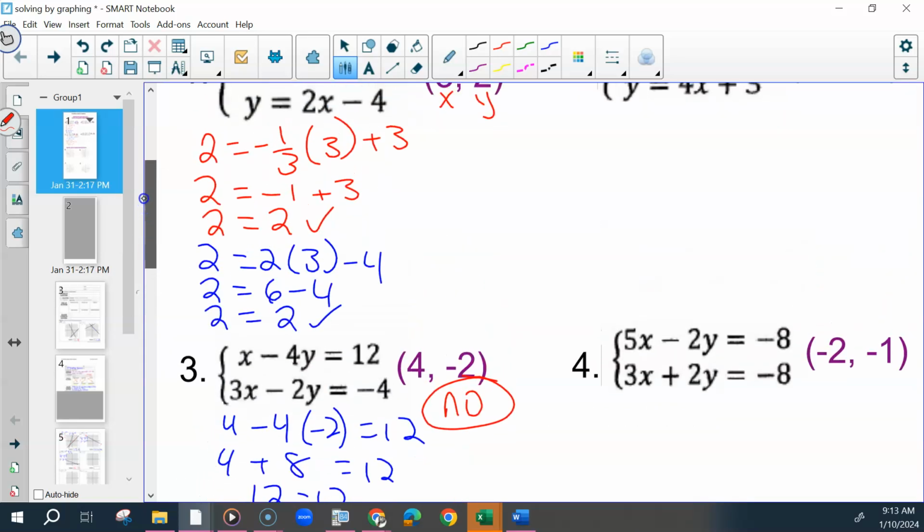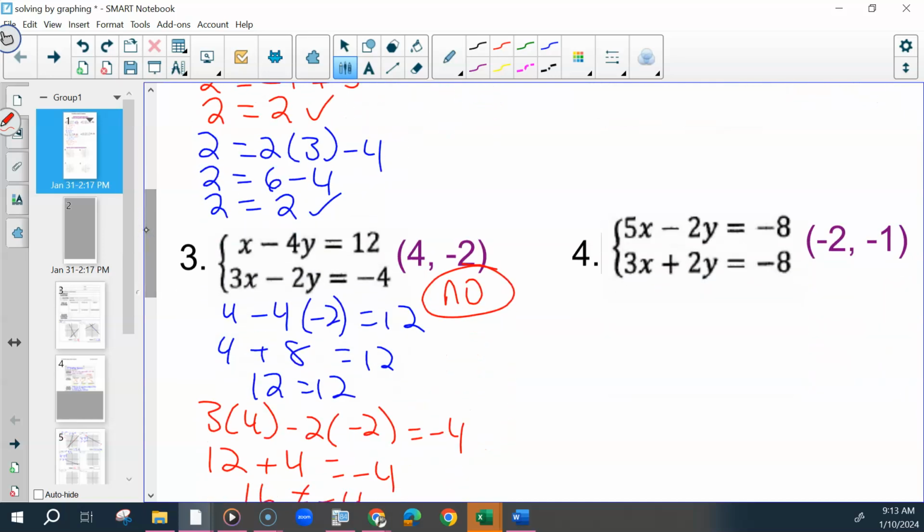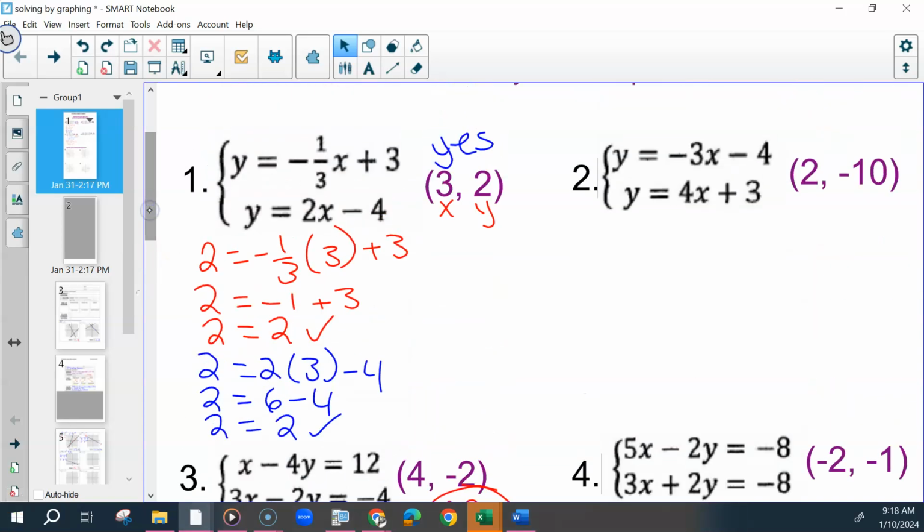I want you guys to try number 2 and 4. If you finish before I come back up here, I can check it. And then we'll come back and talk about it. So I'll give you a couple minutes to do 2 and 4. Decide if this was or was not a solution.